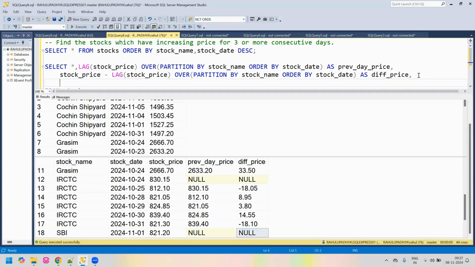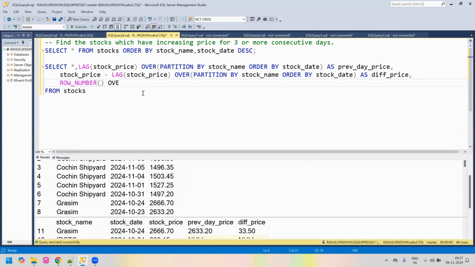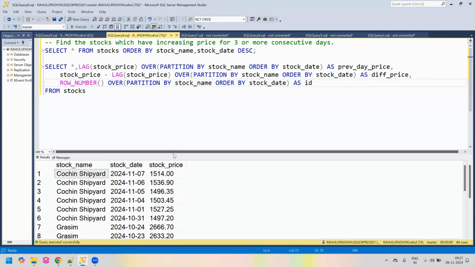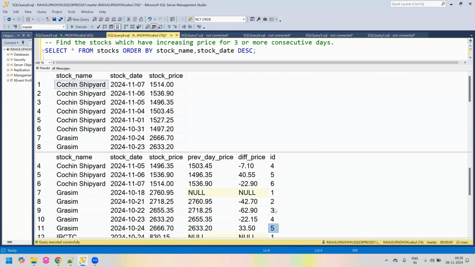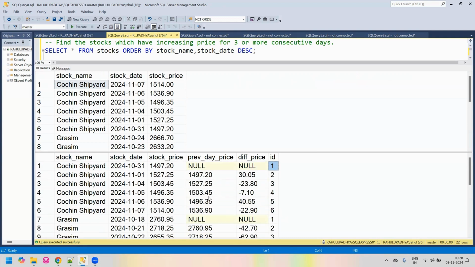Another thing we will do is add a row number, that is, we will add a ranking function here. We will partition it based on the stock name, and we will order it based on the stock date. Let's call it ID for now. Let's run and see the output. This is the additional column we have added to show the increasing order of entries for each of the stocks. Okay, so till here, I think we are good. We have identified the previous day price and we have taken the difference between the current day price and the previous day price. So that is the difference we have got.